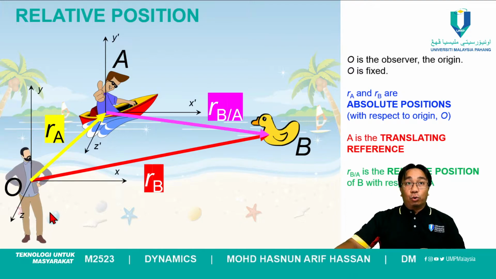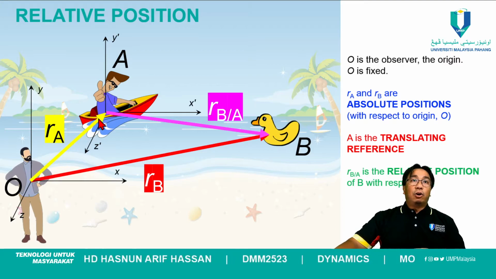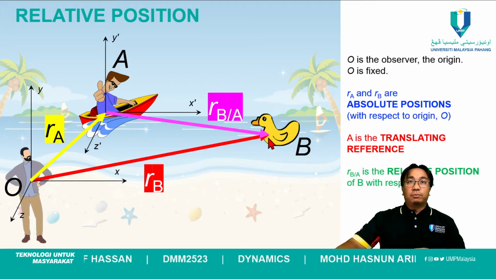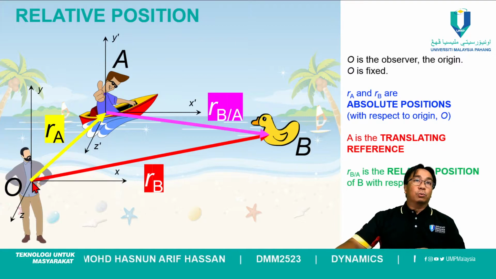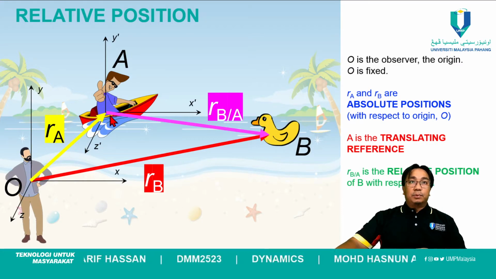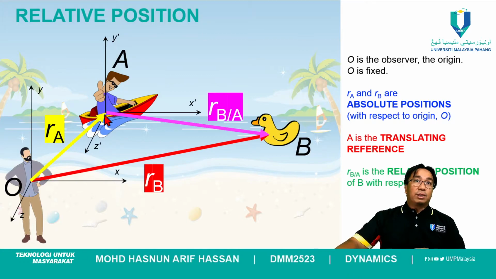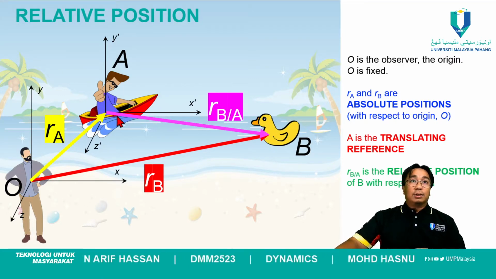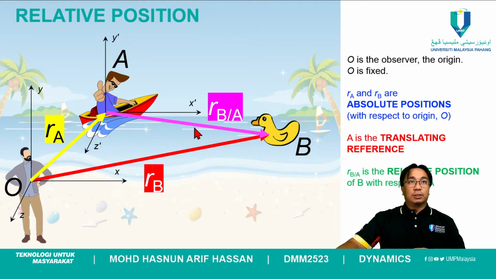So O is not moving, is a fixed point. Dia observe point A and dia observe point B, the duck. So RA and RB are absolute positions with respect to O. The man on the boat at point A is also observing the duck. So the position of the duck with respect to the man on a boat is then RB/A. This is the one that we call relative position.